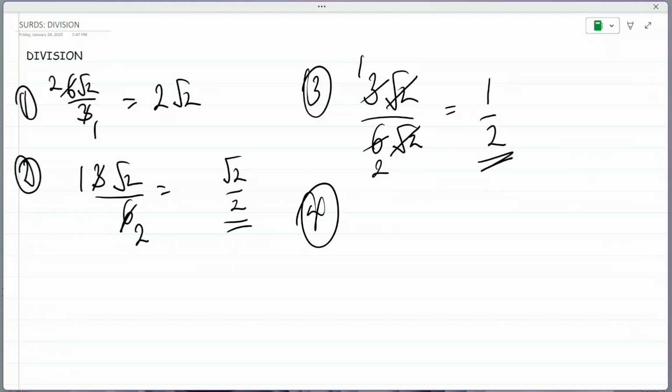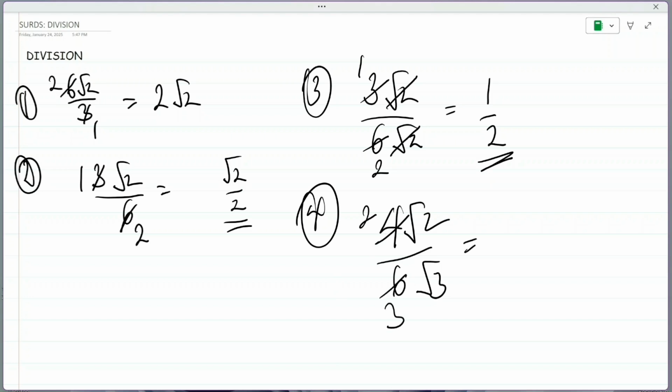Question 4. What if you have 4 root 2 over 6 root 3? This root 2 and root 3 can't cancel. They don't have anything in common. But you can work with this 4 and this 6. 2 can go in 4, that's 2. 2 in 6, that's 3. Your answer will be 2 root 2 over 3 root 3. That's just division. We're not going to be rationalizing the surds. At this point, let's just leave our answer like this. 2 root 2 over 3 root 3.